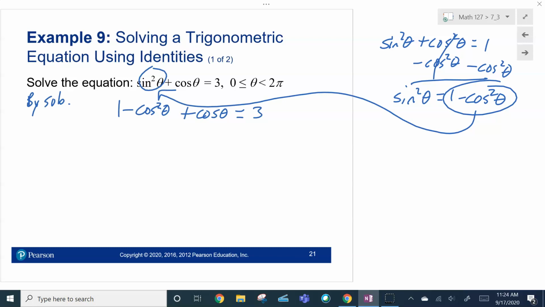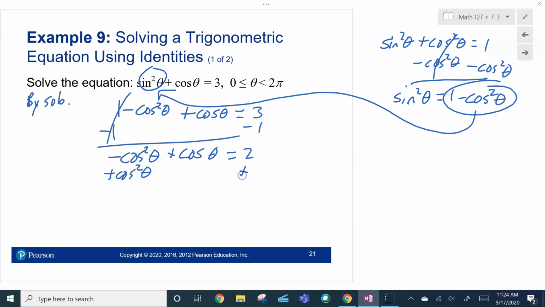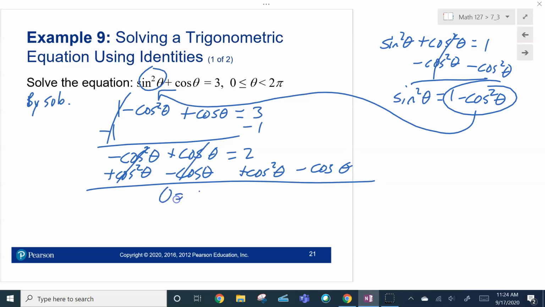So now this is quadratic in form, where you want to get one side equal to 0. I got negative cosine squared theta plus cosine theta equals 2. Again, let me get one side equal to 0. This is quadratic in form. So it's like negative x squared plus x equals 2. So 0 equals cosine squared theta minus cosine theta plus 2.